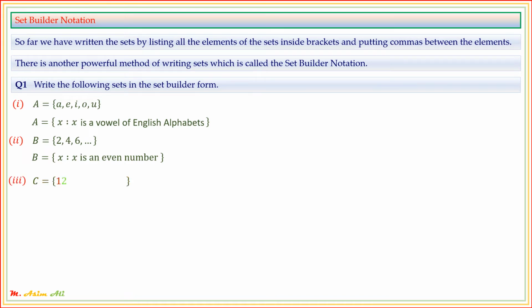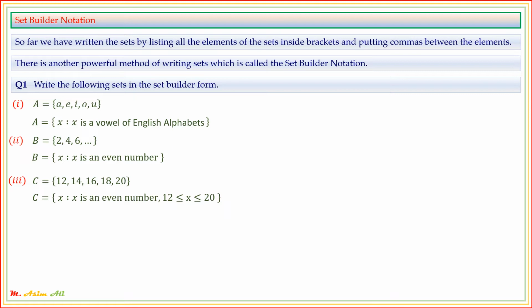Third example, set C, in which the numbers are starting from 12 and then 14, 16 until 20 we have. If we watch them closely, these are even numbers and they're starting from 12 and ending at 20. So we will mention these two things, that these are even numbers and they're starting from 12 and ending at 20. So we can write that set C is a set of elements X such that X is an even number, and that x is between 12 and 20.